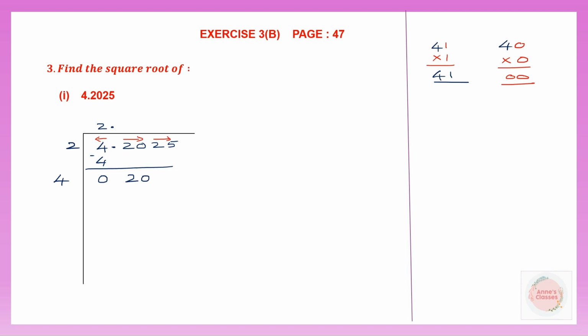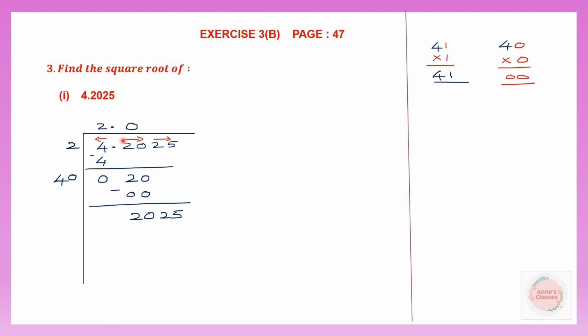So here what we're going to do is next to this number, we are going to put a 0, and put the 0 here. So 40 into 0 is 0 minus. So now let's subtract. 20 minus 0 is 20. Now let's bring the next pair, which is 25. Now we have a number that is 2025.